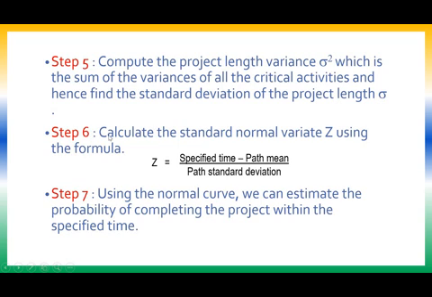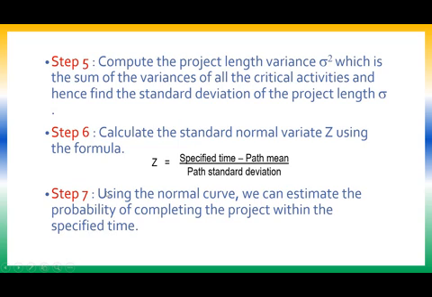Okay. Then step 6, calculate the SNV, standard normal variate Z. For that we will use the formula which we have already specified, where Z is equal to specified time minus path mean divided by path standard deviation.